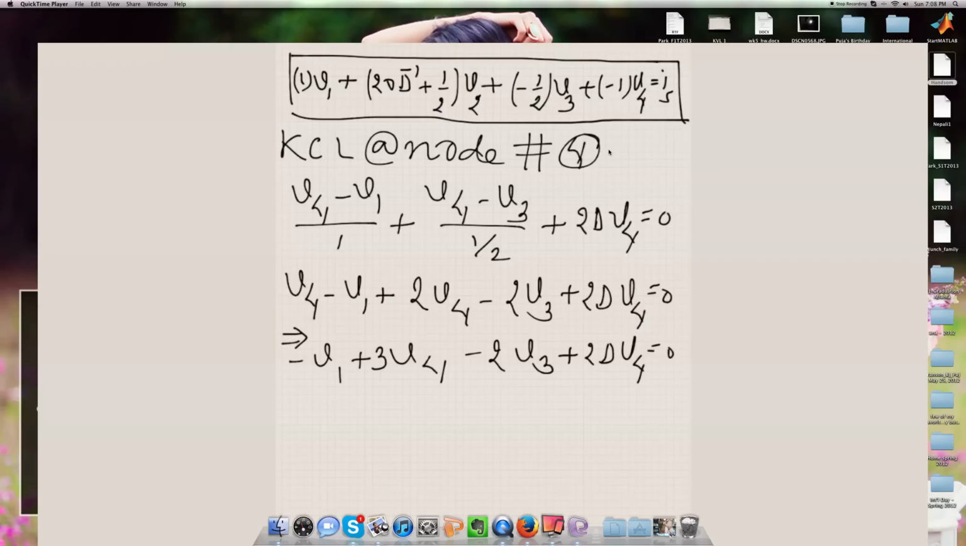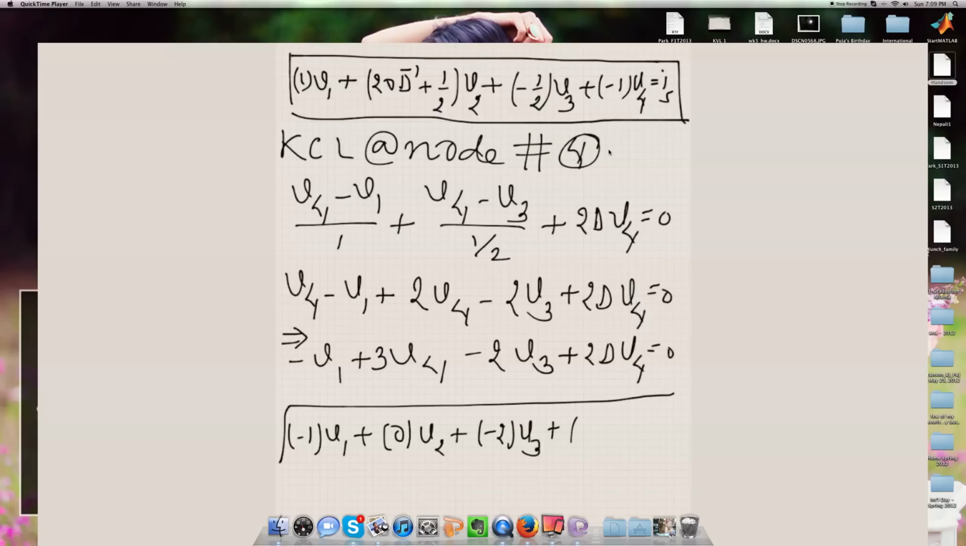So let's put this in the box as well. So what have we here? Minus 1 v sub 1. There is no v sub 2. Then we have minus 2 v sub 3. Then we have 2D plus 3 v sub 4 equals 0. So this is the last box we need to fill our matrix. Wait a minute, this is connected here. Okay.